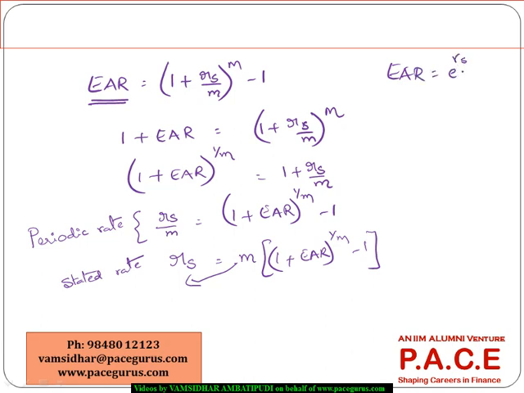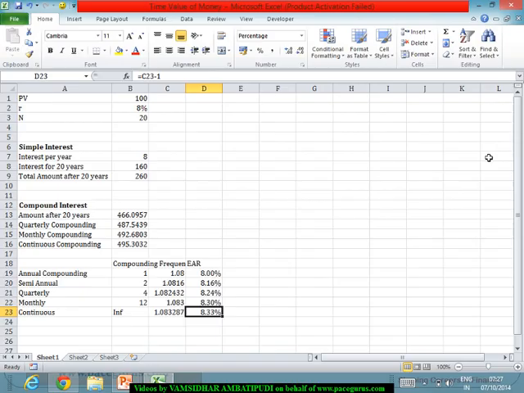If I have defined EAR as e to the power of rs minus 1, then 1 plus EAR will become e to the power of rs, and rs will become log of 1 plus EAR. The moment I take the logarithm of 1 plus EAR, that is going to give me the stated annual rate of interest. So for example, for the same 8.33%, if I want to find out the stated annual rate of interest, I'll simply take the logarithm of 1 plus EAR. So this is giving me 8% back.